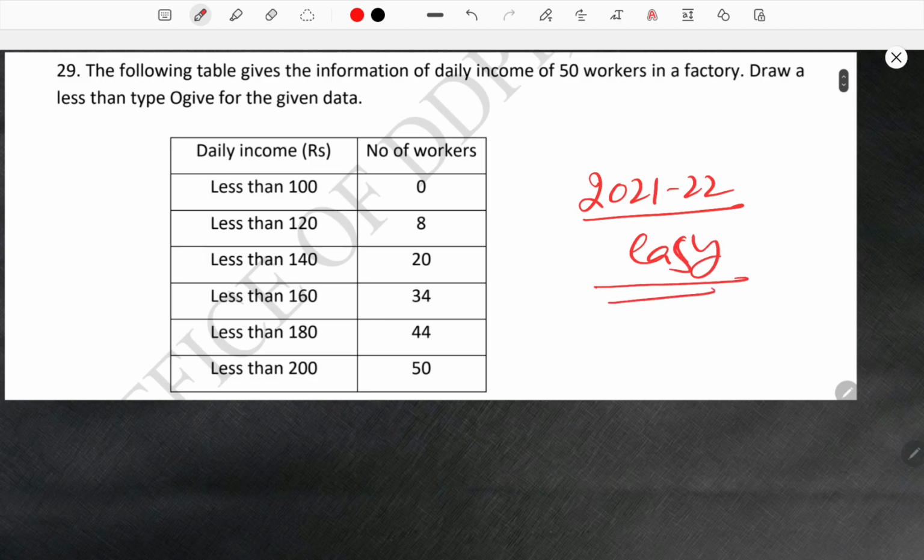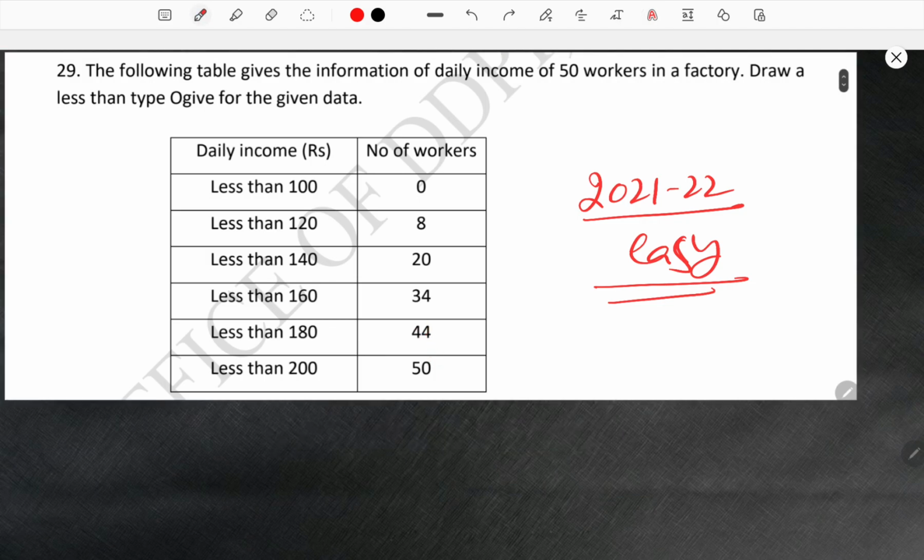Initially they used to give the data and you have to convert that into less than type and then draw the ogive. But this time directly they are giving less than type data. So this is quite a simple thing. Now look at this: 100, 120, 140, 160, 180, 200 is there. 20 is the gap. For 1 centimeter you can take 20 as the daily income. And number of workers is 8, 20, 34, 44 and 50. So for 1 centimeter you can take 5 workers. Then the graph looks nice.